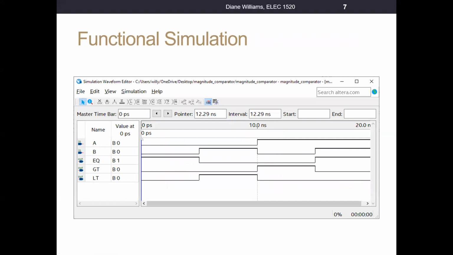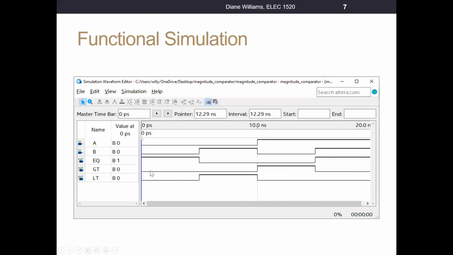I went ahead and ran a simulation of that to show that the drawing was correct. We have our two inputs, A and B. Our output EQ is a 1 when A is 0 and B is 0. It's a 1 here, when B is 1 and A is 1. It's a 0 in the two cases where A and B are different.